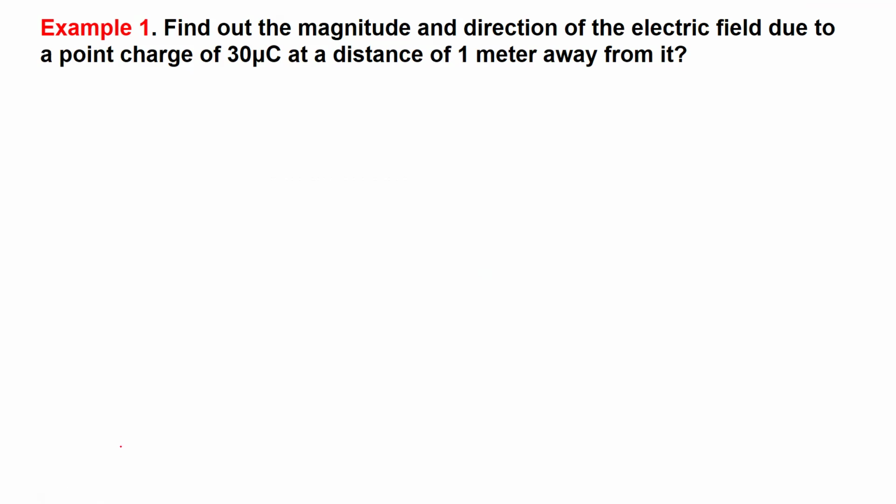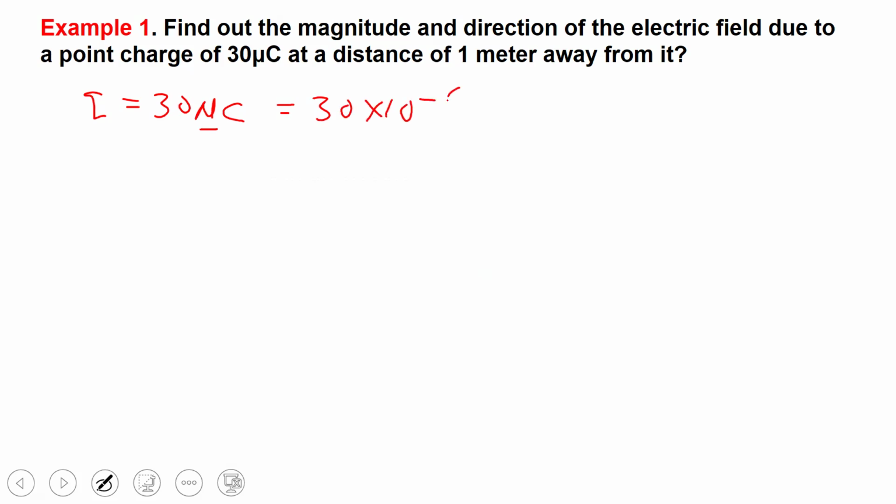question. So as we can see, we have Q, which is the charge, and it is giving us 30 microcoulomb. And don't forget that this micro is a submultiple unit indicating 10 power minus 6. So therefore, this is the same thing as 30 times 10 raised to the power of minus 6 coulomb. And then we have the distance, which is R, as 1 meter.